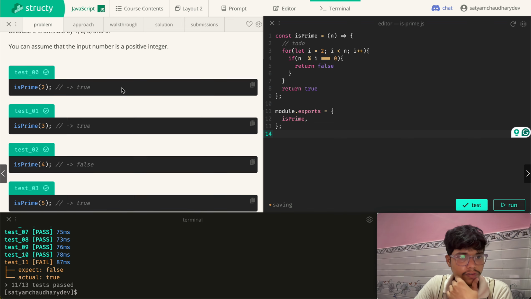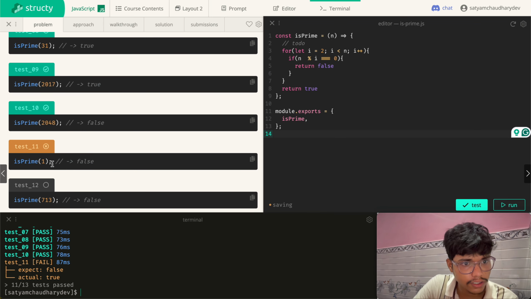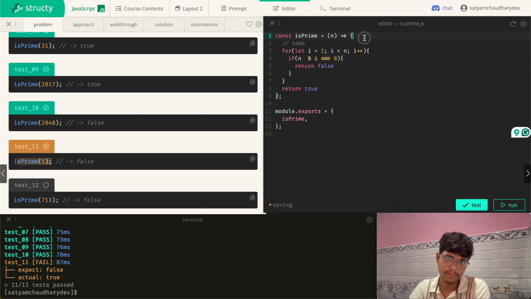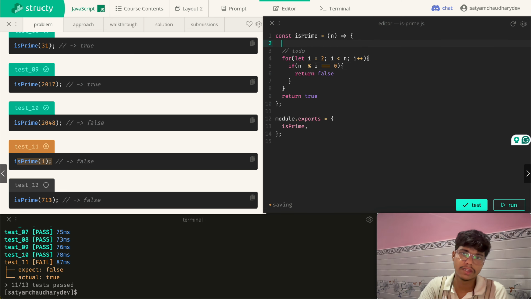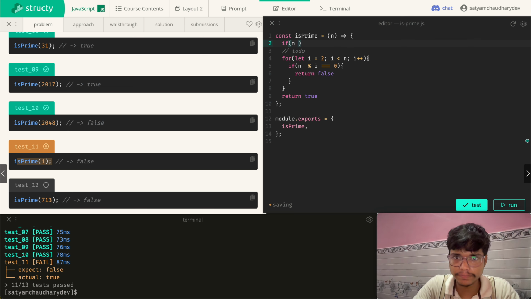Okay. So we have passed the test, but let's see. We need to check for the one. We can just add a condition: if n is, let's say, less than 2, that means return false.